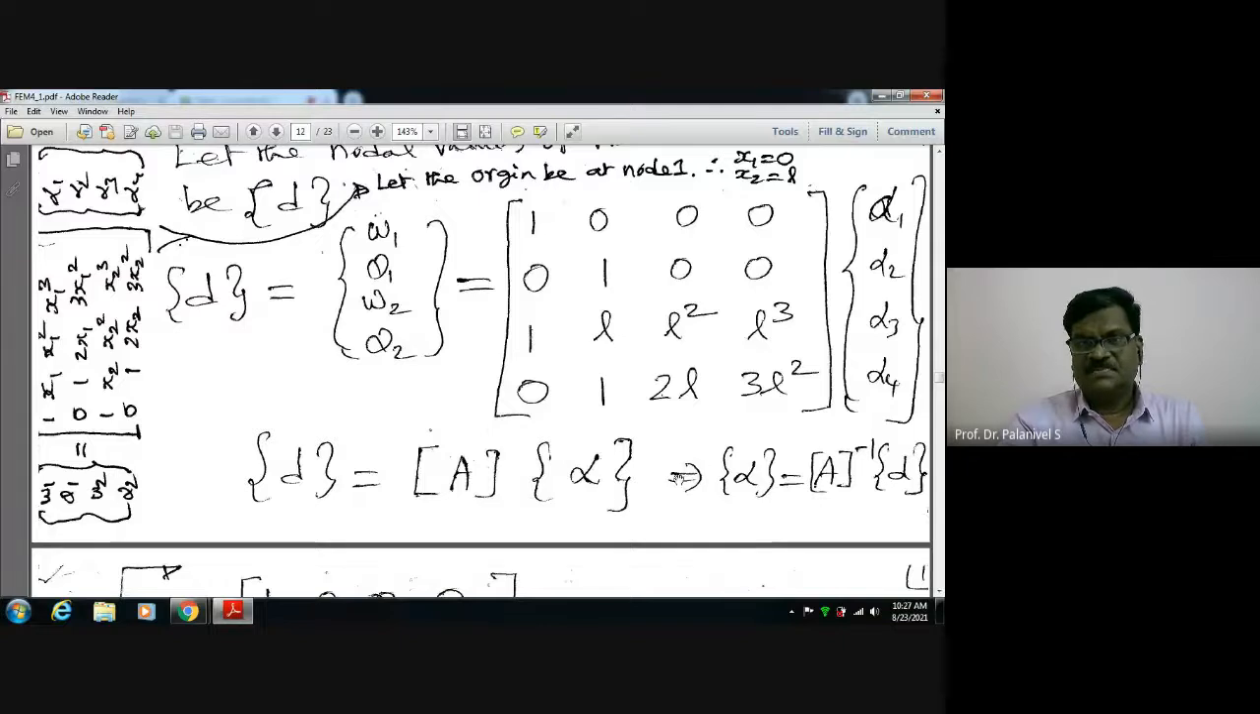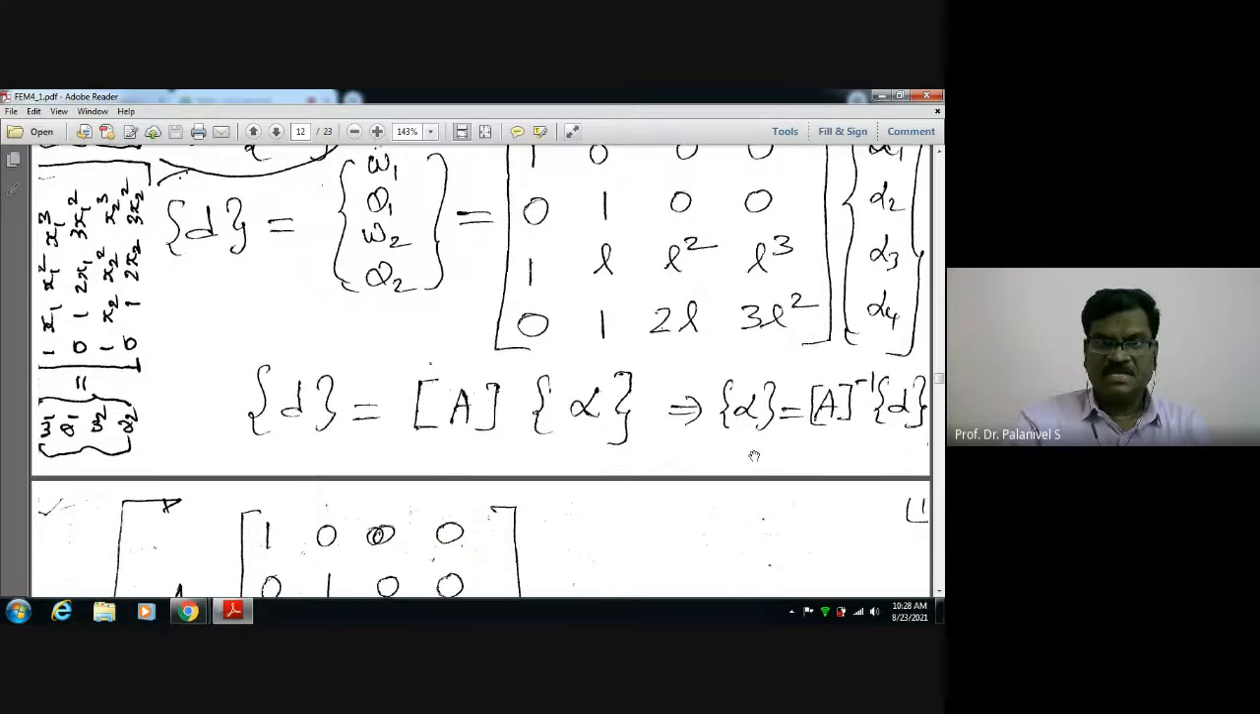That implies the generalized coordinate alpha equals A inverse into d_u. You know that, basic fundamentals. I am doing the generalized coordinate method. By the generalized coordinate method, we are going to derive the shape function for the beam element. That's what I have written here.